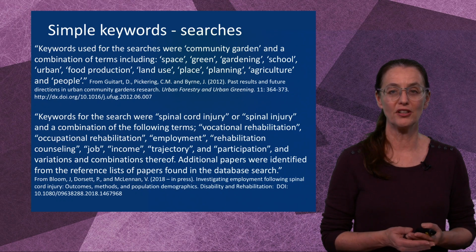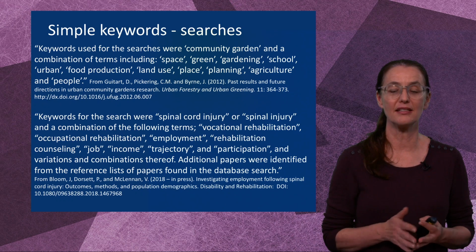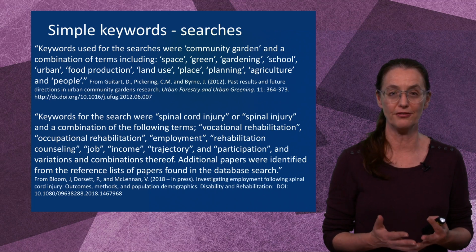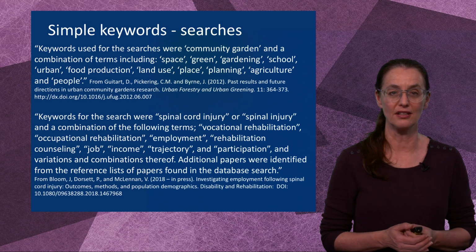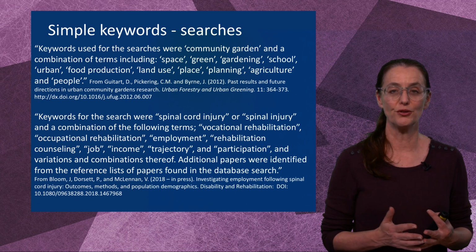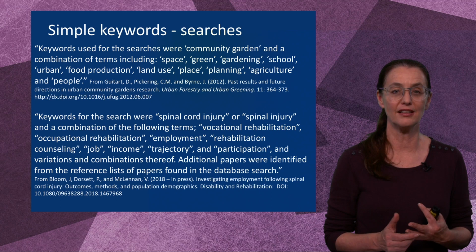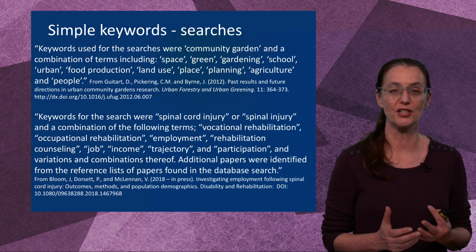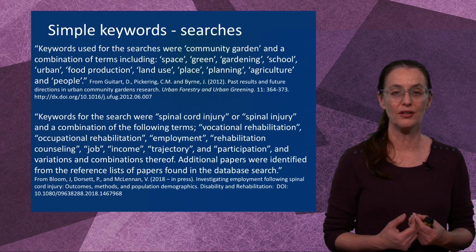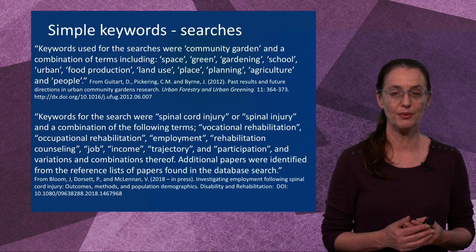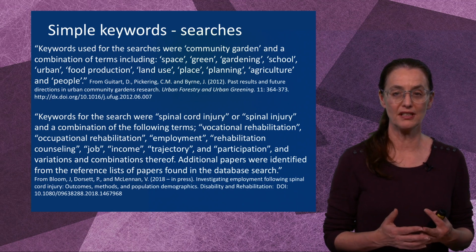So the first of all is working out the keywords. And in some cases, there are really simple keywords that work very effectively. So these are examples from 2 papers that have been published using the method. One of them was looking at community gardens, and in that case, the search words were community garden and then a combination of other terms including space, green, gardening, school, urban, food production, land use, place, planning, agriculture and people. Another one that was relatively simple was a paper investigating employment following spinal cord injury.